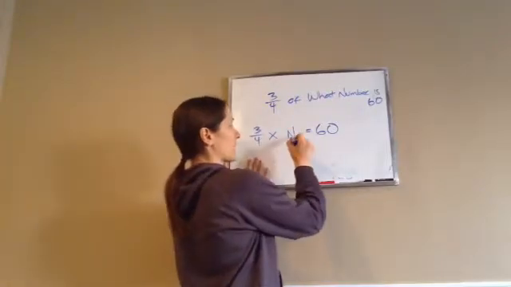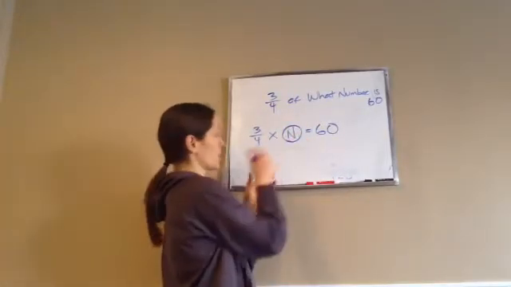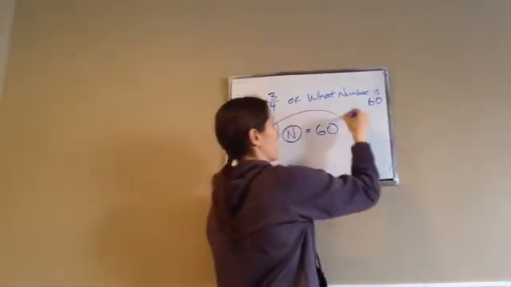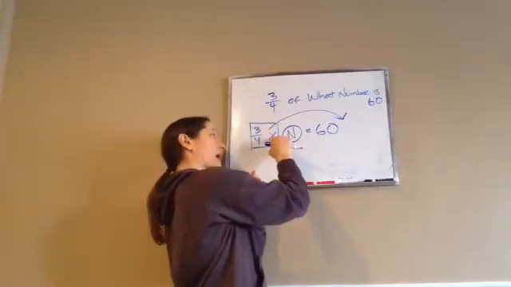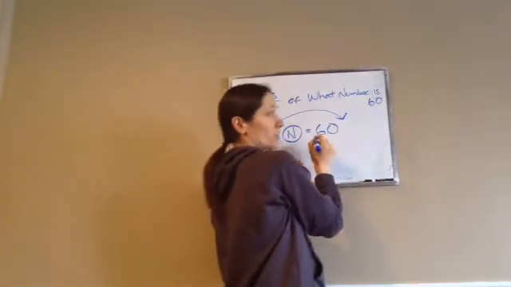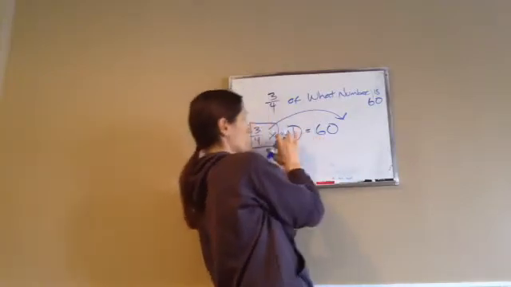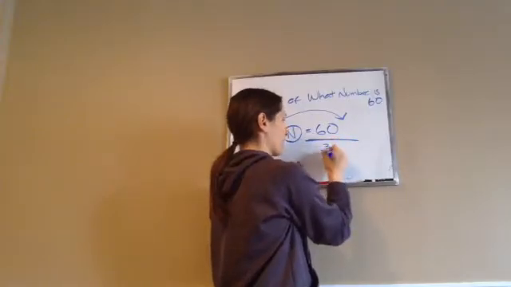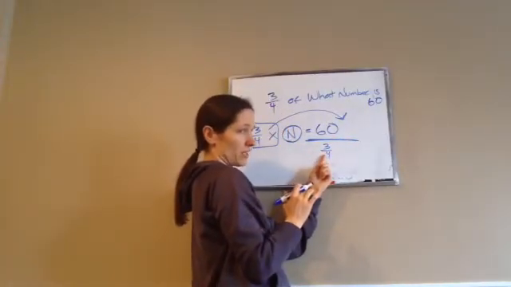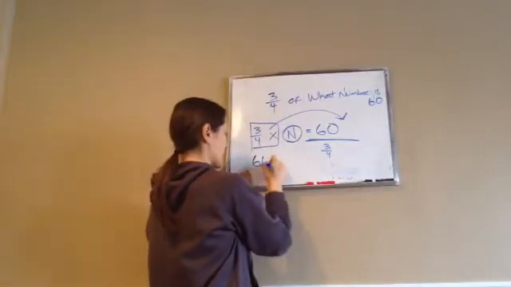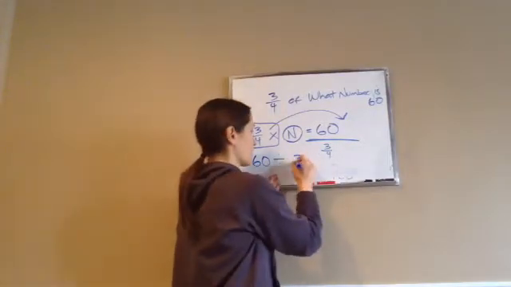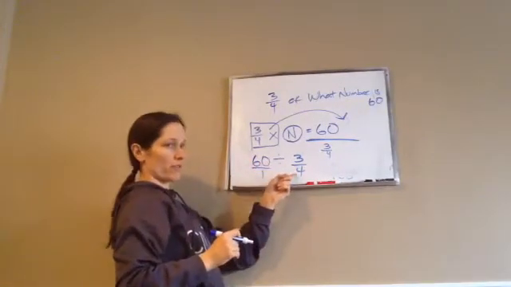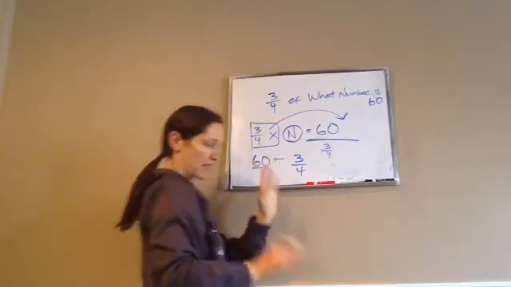So if I want to get this n by itself and get rid of this, how can I get rid of it? Move it to the other side. So instead of it saying times 3/4, we're going to divide. Divided by 3/4. Now that looks weird. Do you see that looks weird? So guess how I'm going to write it? 60 divided by 3/4. Does that look better? Because I can put 60 over 1 divided by 3/4. Does that look better to you? I think it looks better too.